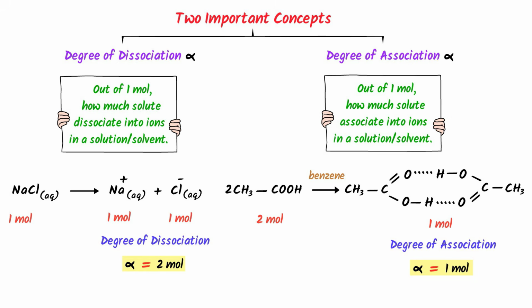It means that 2 moles of acetic acid, that is 2 molecules of acetic acid, combine together to form 1 molecule. Let me repeat it. It means that 2 molecules of acetic acid combine together to form 1 molecule. Hence note down this important concept of association.